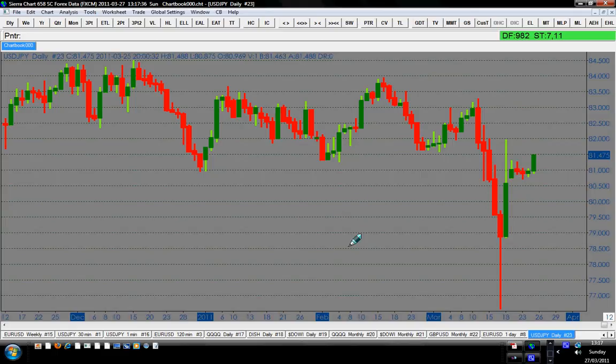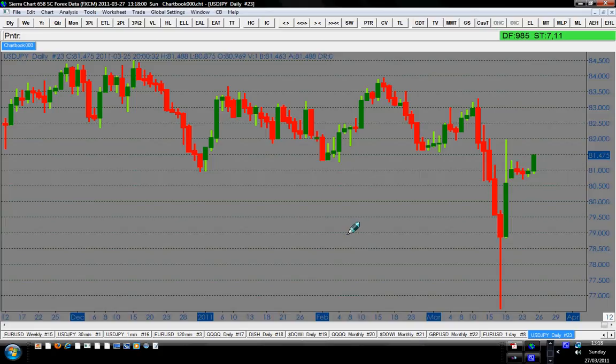Now we want to look at the USD yen currency pair. For those of you who are trading stocks, please stay with us, as we will also talk about the strategy for trading stocks. When you are trading stocks, you must pay attention to the USD yen currency pair. When the USD yen is going down, the market has a high probability to go up.